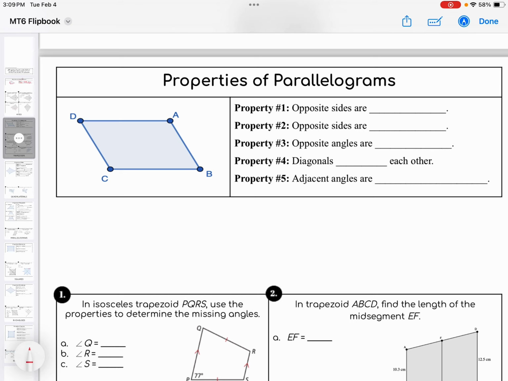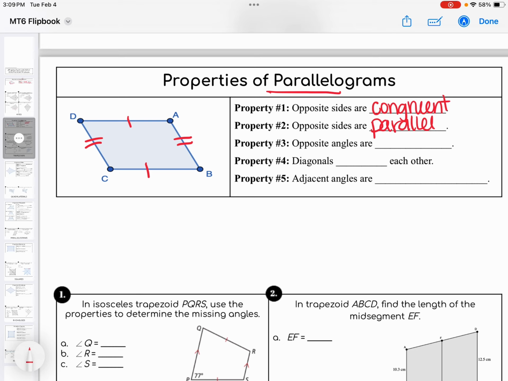Now, with a parallelogram, the opposite sides are going to be congruent. So, in this case, AD and CB are going to be congruent. So are AB and CD. They are also parallel, which is probably what I should have said first, because these are parallelograms.